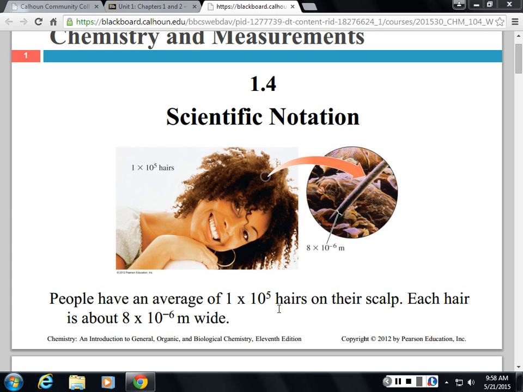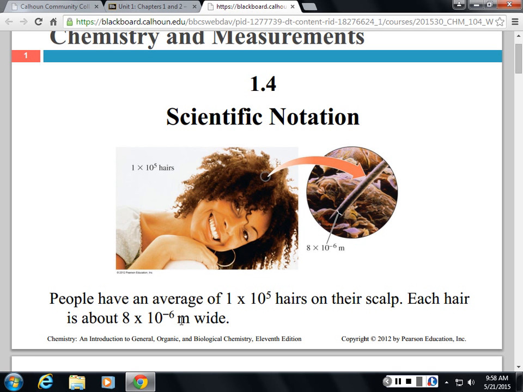When we deal with really large or really small numbers, it's much more convenient for us to look at them in scientific notation. And what that means is that we have a coefficient, which is this number out front, and then we have a power. So here it's times 10 to the 5th power. So this would be a large number. And so this would be a really small number. So when you have a negative 8 times 10 to the negative 6, that negative means it's a really small number. And then of course here is m for meters.